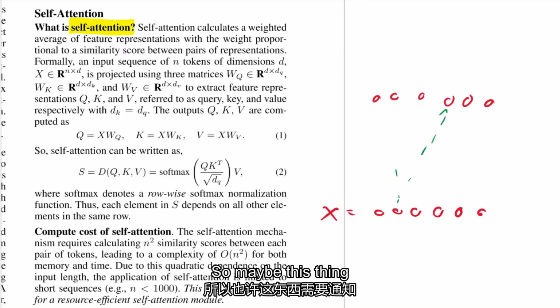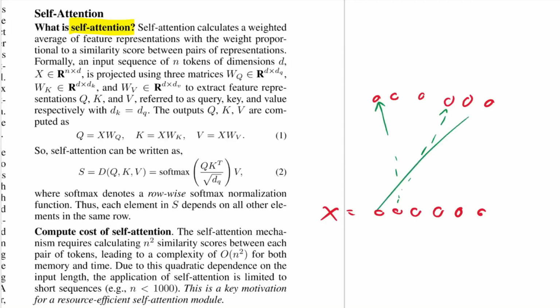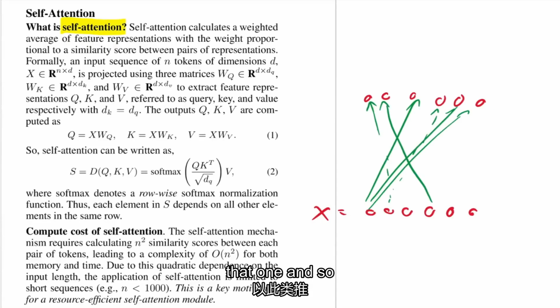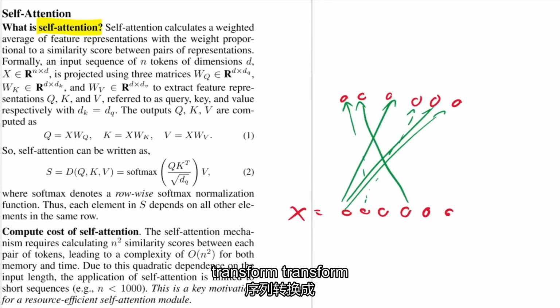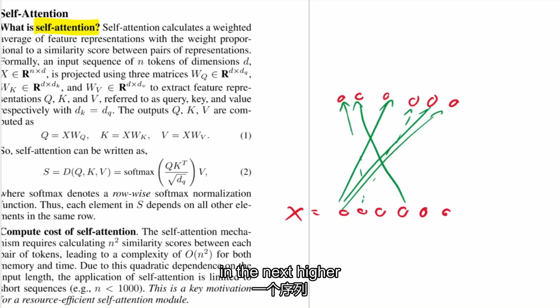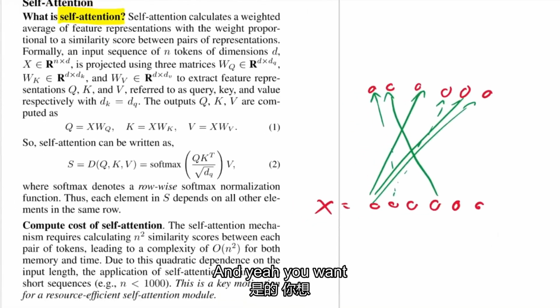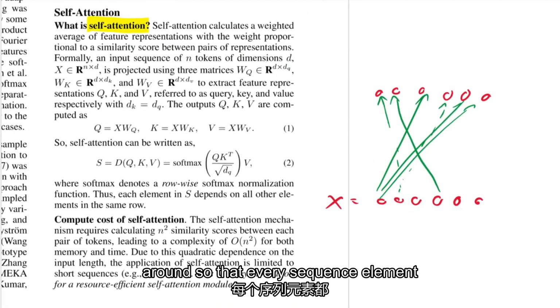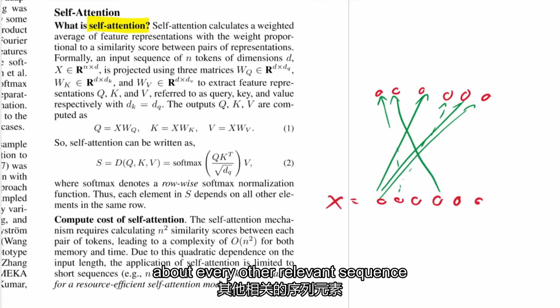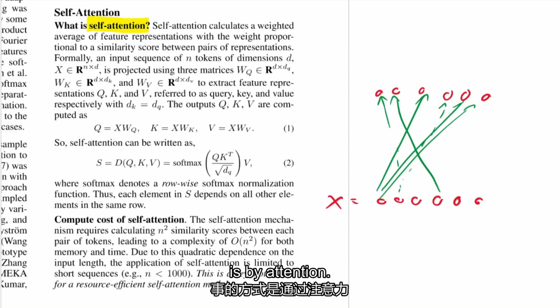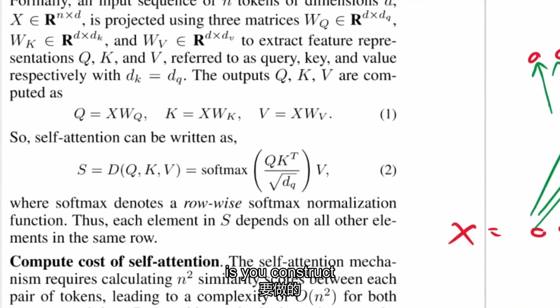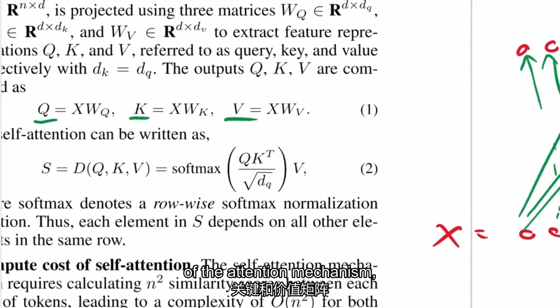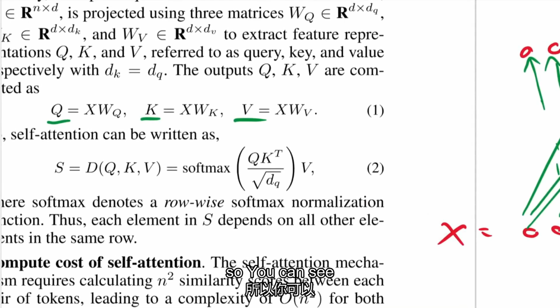So maybe this thing needs to inform those two, and this thing needs to inform those three, and this thing just needs to inform that one, and so on. So you sort of want to transform a sequence into another sequence in the next higher layer. And yeah, you want to kind of send information around so that every sequence element knows about every other relevant sequence element. The way you do this is by attention. So what you do is you construct these query, key, and value matrices of the attention mechanism simply by linear projection. So you can see that the X here is an input to all of them.